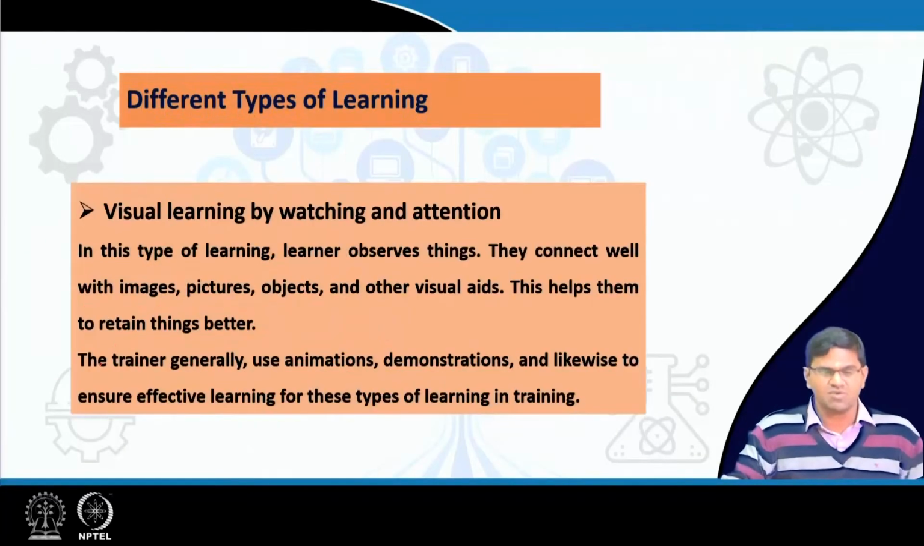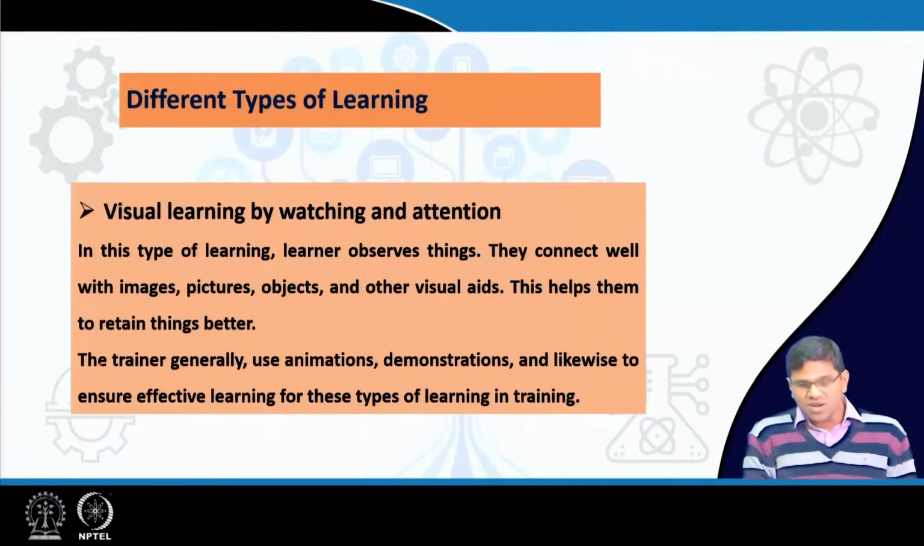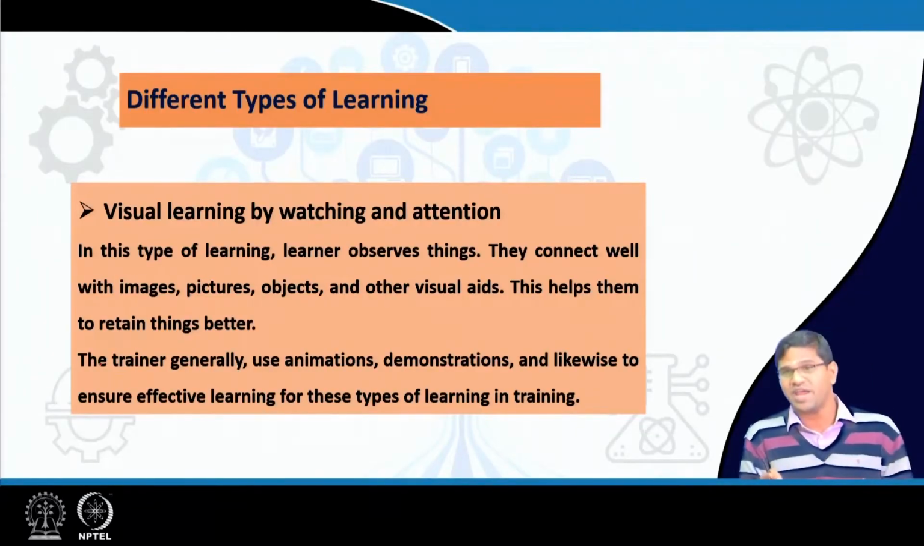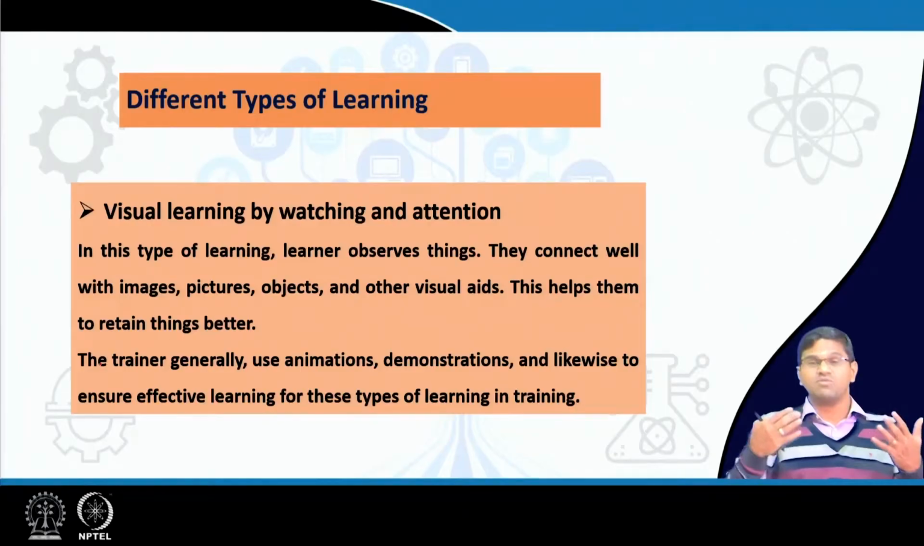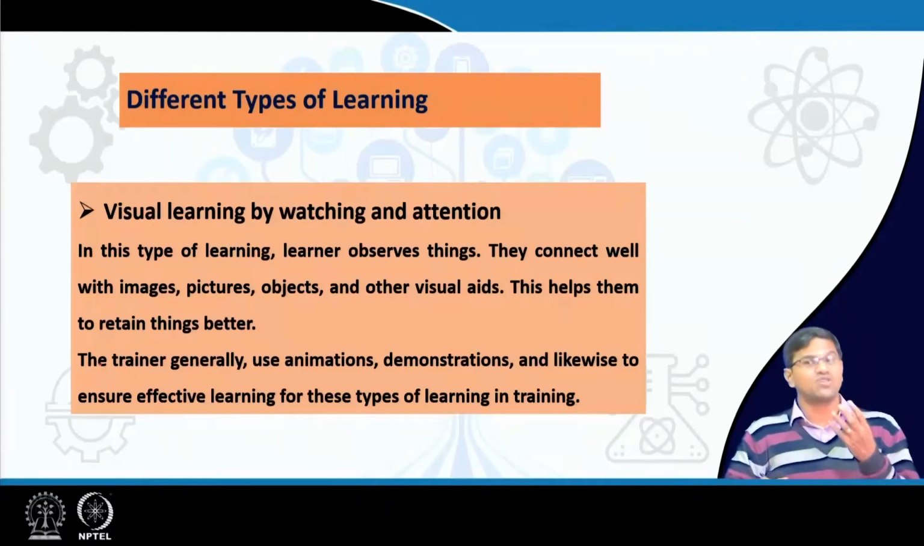Okay, now let us see what visual learning is. As I said, visual learning is where the learners observe things. They connect either with images or objects or pictures or audio-visual aids where we see videos being played. This helps them to retain things better, and they might also easily connect with things, and this will be very appealing and attractive to them.